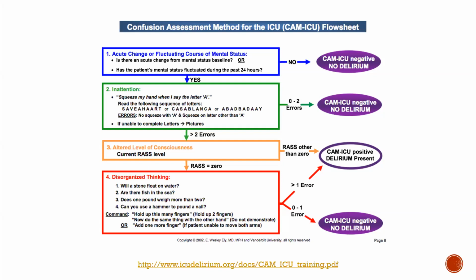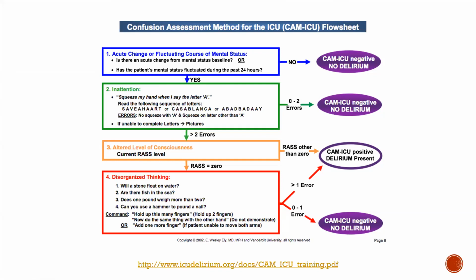So if their RASS is something other than 0, whether that's -1 or -2, so they have some alteration in their level of consciousness, then they're CAM-ICU positive and delirium is present. So if their RASS is 0, then you move on to the fourth box and you look to see whether or not there's some type of disorganized thinking.